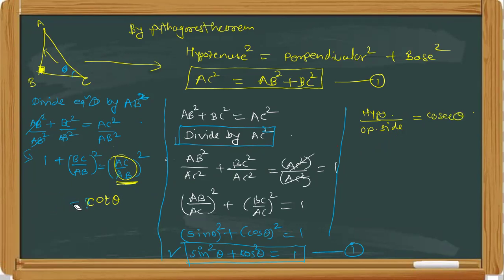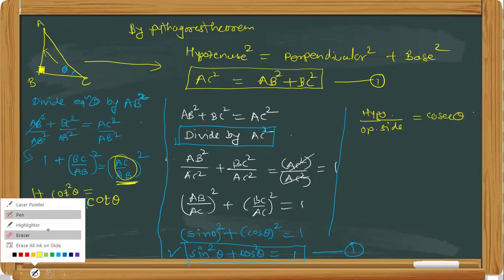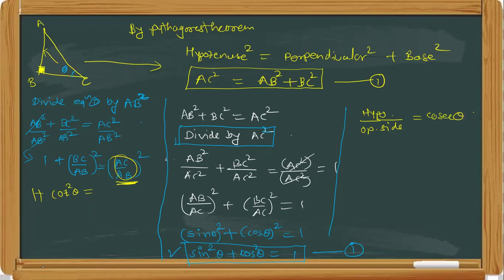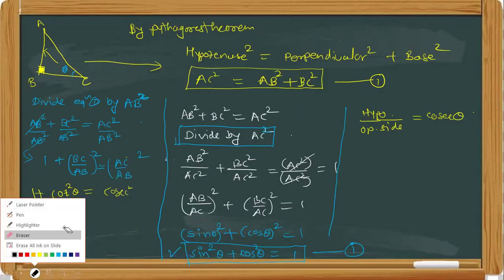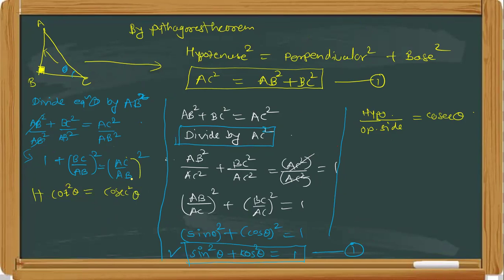So in place of this, this is 1, no doubt. This is 1 plus BC upon AB; in place of it, I can write cot square theta is equal to, in place of AC upon AB, cosec square theta. So this is the third identity that is formed. Third or second, the number is not important. This is actually the third identity.